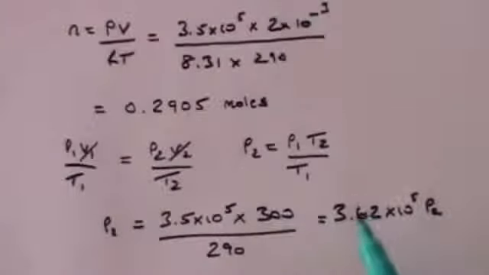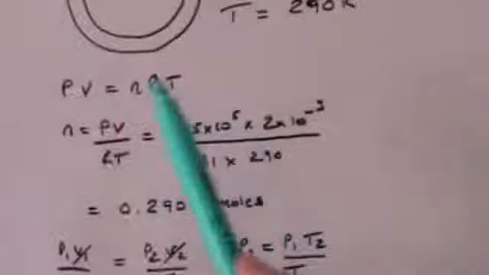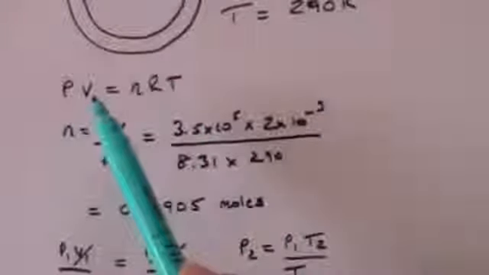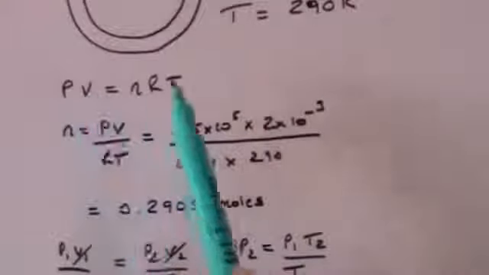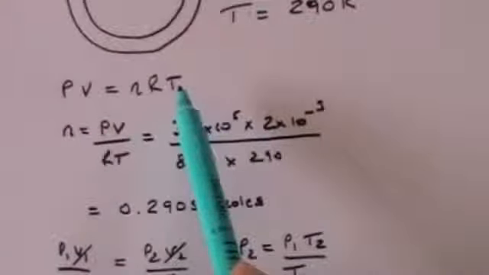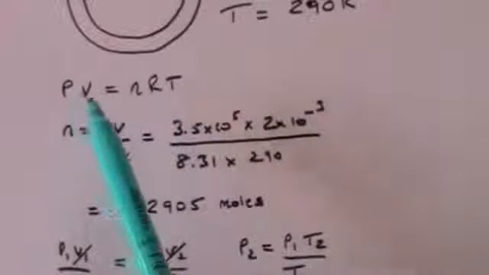So the pressure has gone up, and that's entirely consistent with this formula here. Volume is now a constant because it's unchanging. n and R are constants, so pressure is directly proportional to temperature. If the temperature goes up, the pressure must go up.